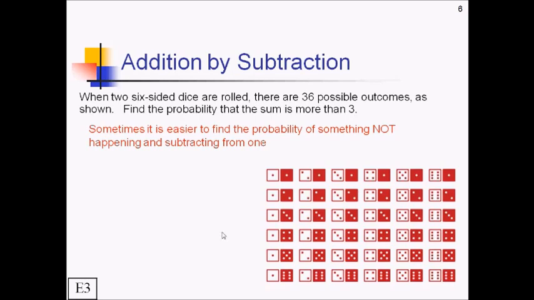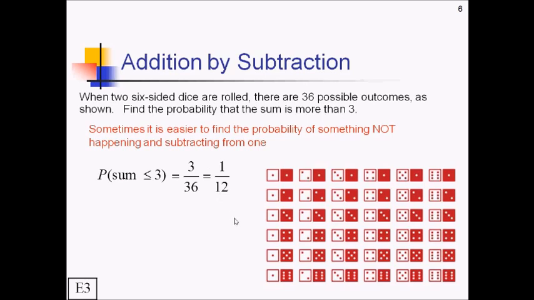So rather than try to find the probability of getting a sum that's more than 3, I want to find the probability that that doesn't happen and that I get a sum of 3 or less. That's the alternative to getting more than 3. So how many ways to get 3 or less? We've got 1 and 1. That adds up to 2. We've got 1 and 2, we've got 2 and 1, and if you look at all the other diagonals thereafter, they always add up to something bigger than 3.